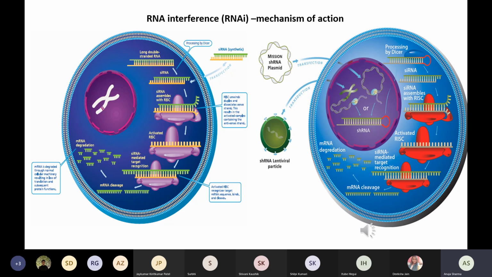For shRNA, when it is delivered to the cells, it gets integrated into the genome, and the knockdown effect is passed onto daughter cells. The mechanism of action is similar to siRNA. First of all, shRNA is cleaved by the Dicer enzyme to generate the desired siRNA duplexes, which in turn associate with the RISC complex, and the rest of the path is the same as siRNA.